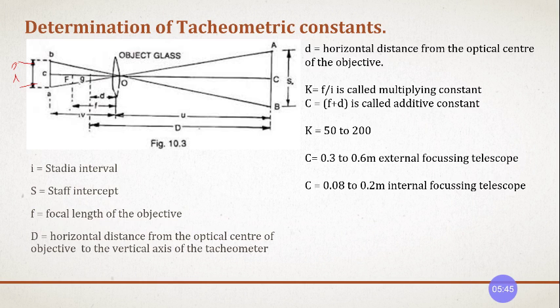To make the additive constant 0, what do we do? We use an anallactic lens. That anallactic lens will reduce the additive constant to 0. If they ask what makes the additive constant 0, it is the anallactic lens, right? This is our K equal to f upon I, that is the focal length of the objective and the distance between the focal length and the object glass, that is called plus f.